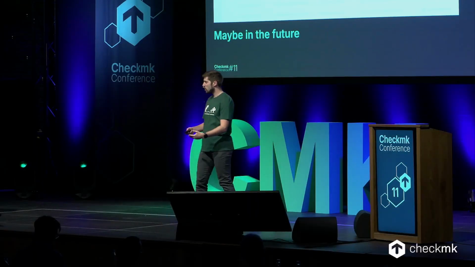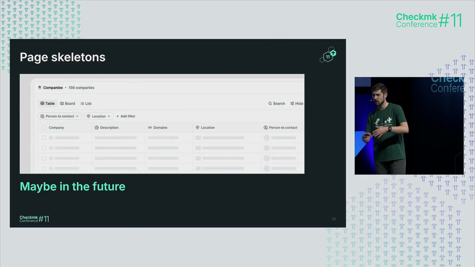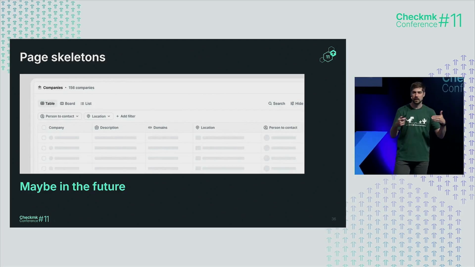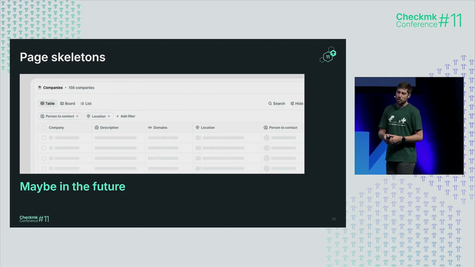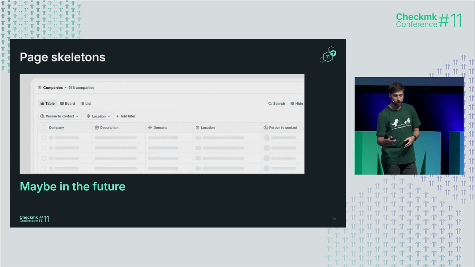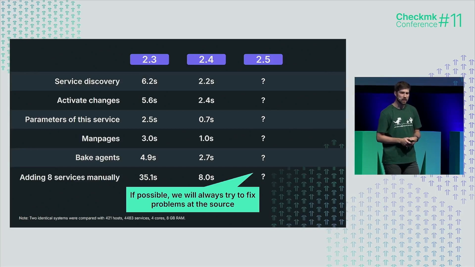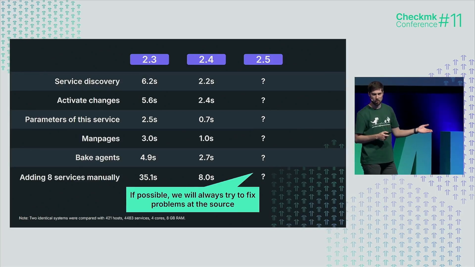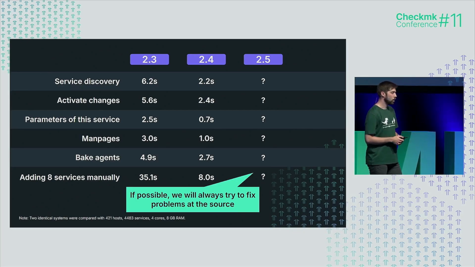Something that we will also have a look into is page skeletons. So page skeletons basically like the page is pre-rendered in some way, but not filled with data yet, because the data access takes a little bit longer. But it's something that we cannot promise for sure, because it's playing around with a different technology. To summarize, in 2.5, when we can, we will fix the problem at the source. We will make 2.5 faster if we can. But if we cannot, then we will at least offer you some sort of transparency into the insights of Checkmk, what is happening and what you can expect.